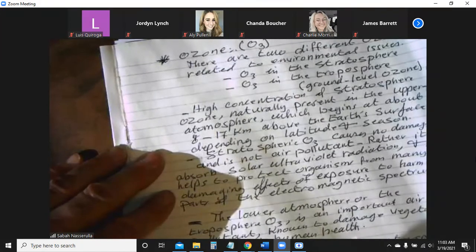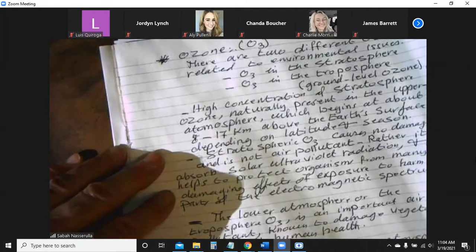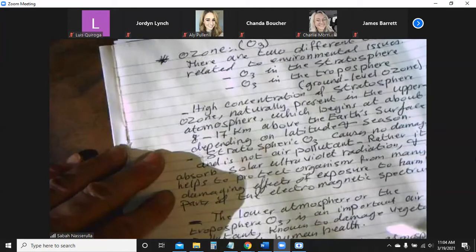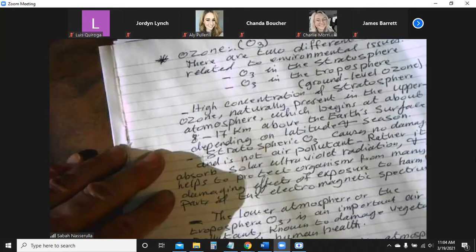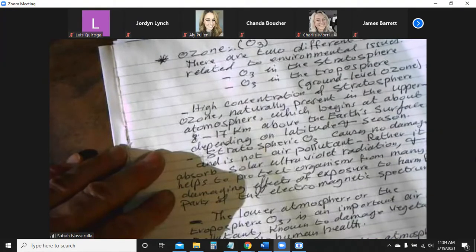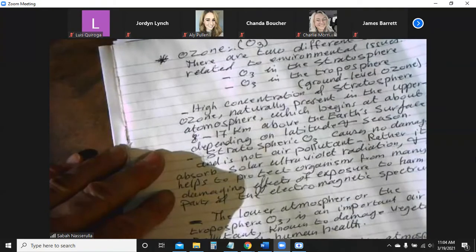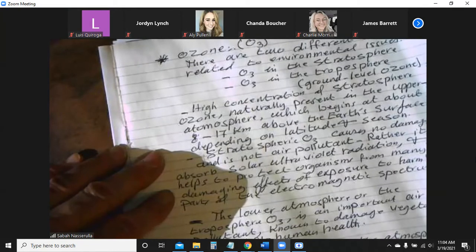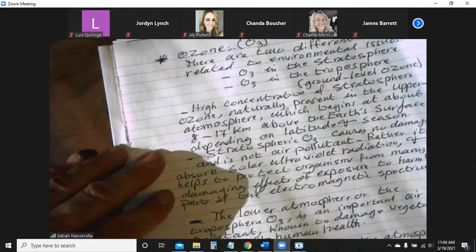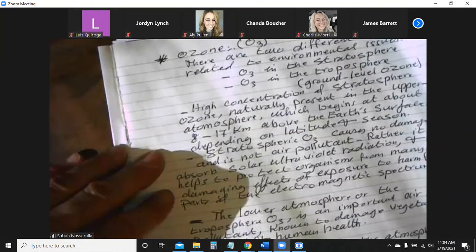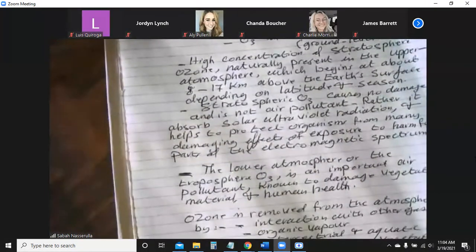And also uptake by terrestrial and aquatic surfaces, including vegetation. So these are the methods by which the ozone is being taken up and does its effect.